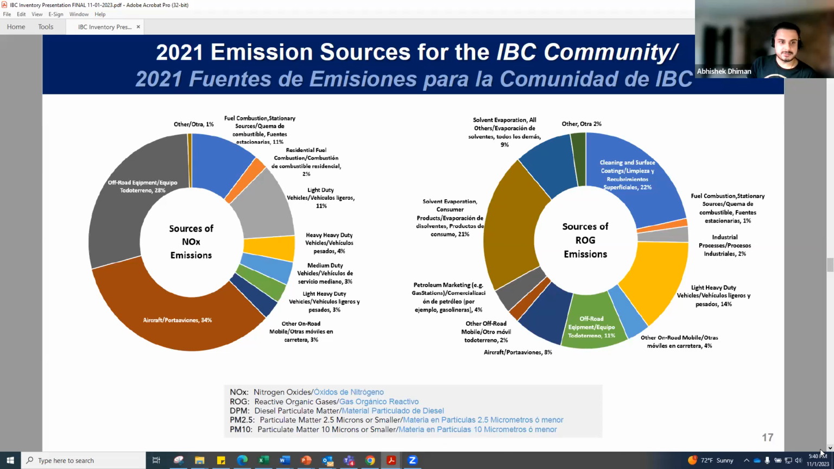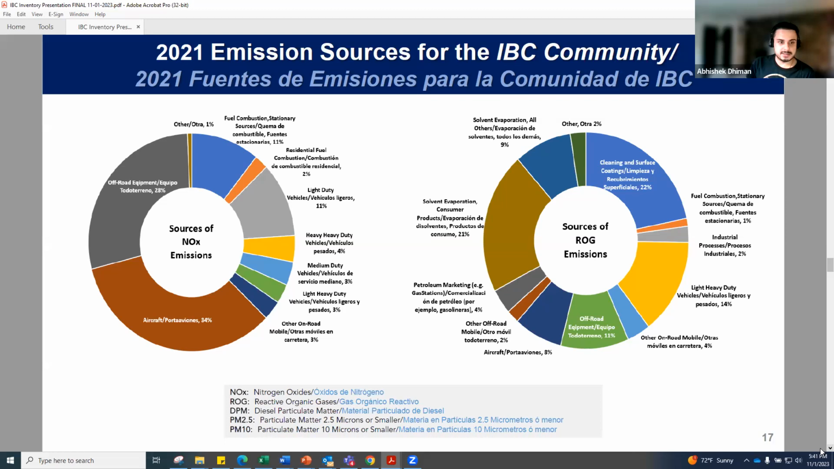Within that, solvent evaporation from consumer products, some examples being household sprays, personal care products, and barbecue light fluid, contributes around 21% of the total ROG emissions. Solvent evaporation from industrial or commercial activities like cleaning and surface coatings, adhesives and sealants, degreasing, printing, architectural coatings, and asphalt paving and roofing contributes around 31% of the total ROG emissions happening within the IBC community.